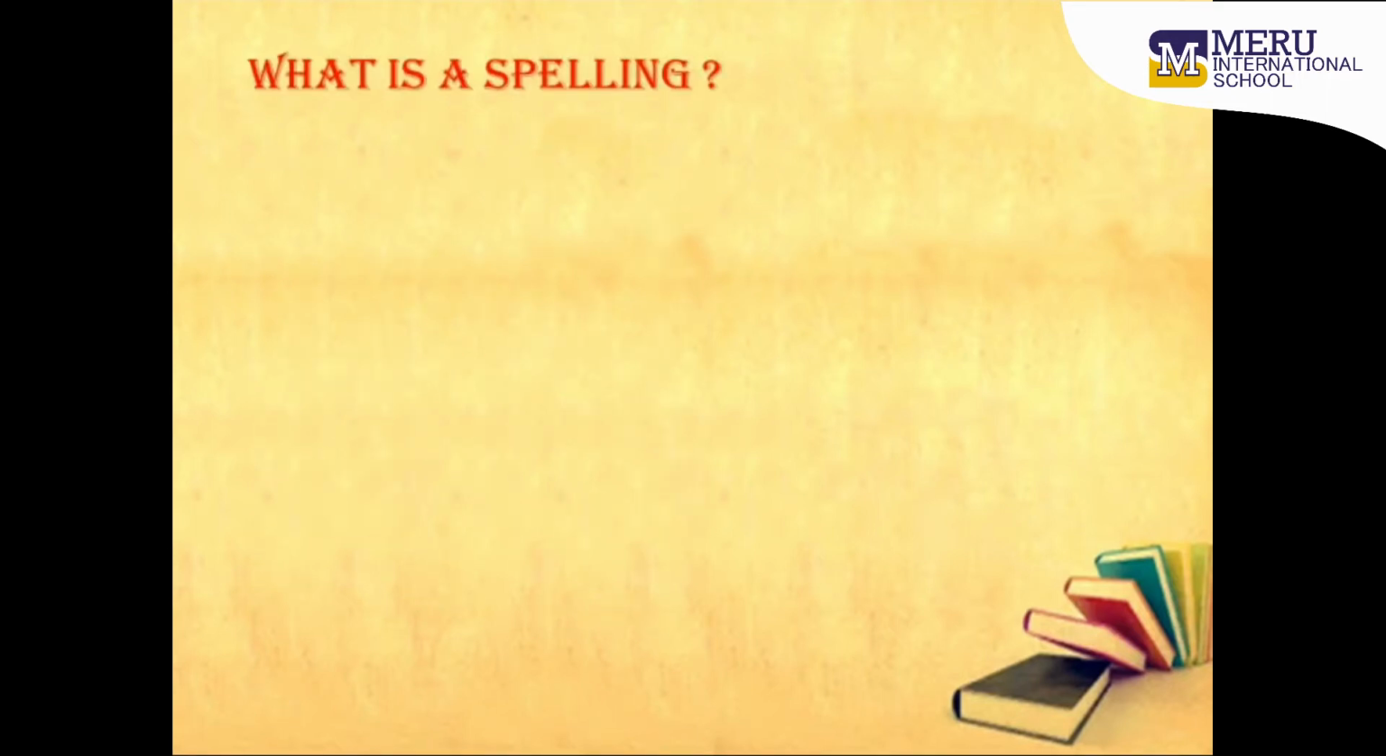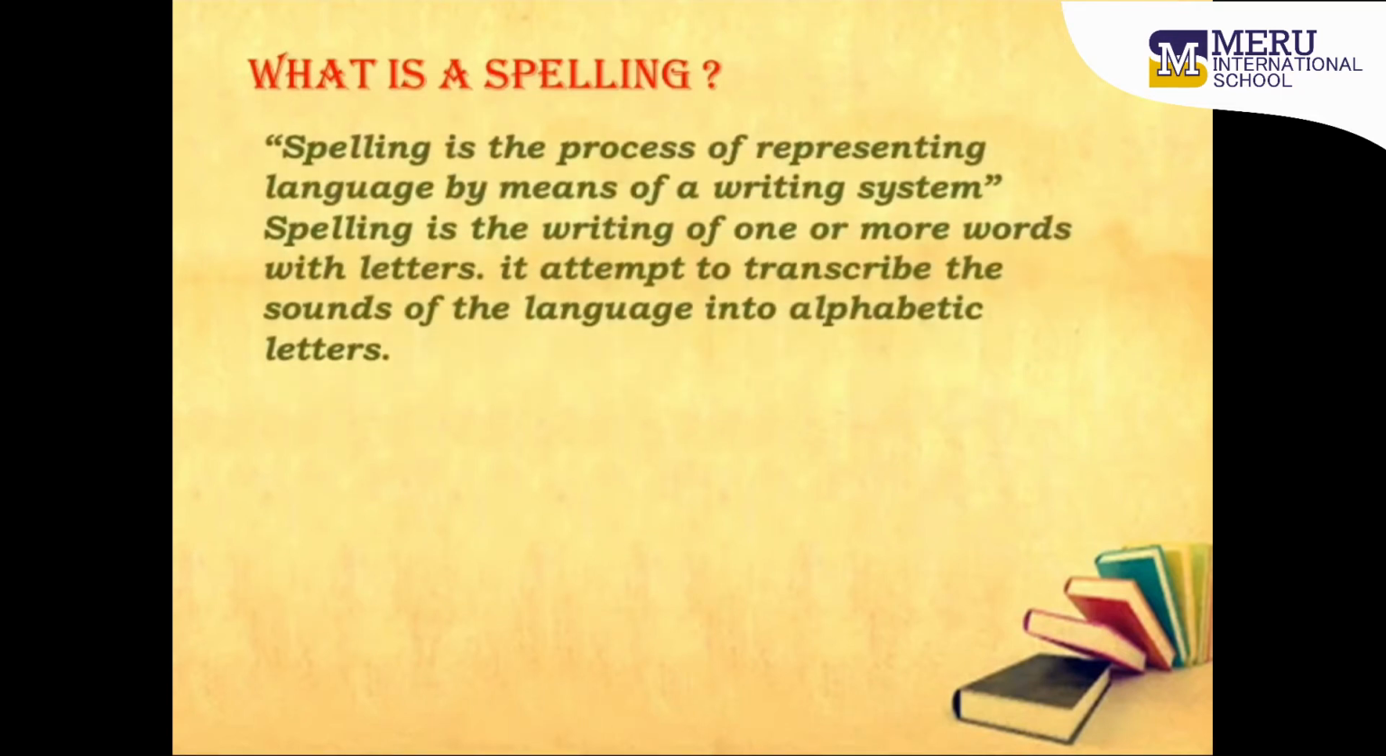What is a spelling? Spelling is the process of representing language by means of a writing system. Spelling is the writing of one or more words with letters. It attempts to transcribe the sounds of the language into alphabetical letters.